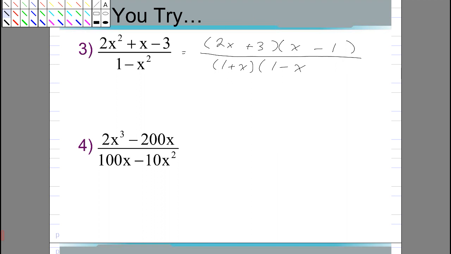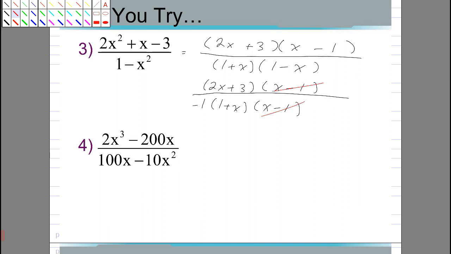And I see I have something similar, so I'll use my negative 1 concept. So 2x plus 3, x minus 1, that'll be a negative 1, 1 plus x, and x minus 1. So using the negative 1 there switches those two. Those two cancel out, and I get 2x plus 3 over negative 1, 1 plus x.